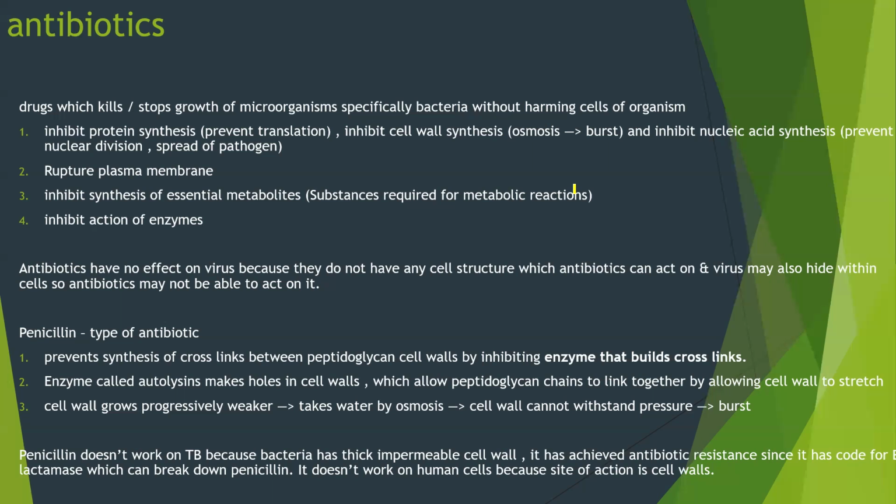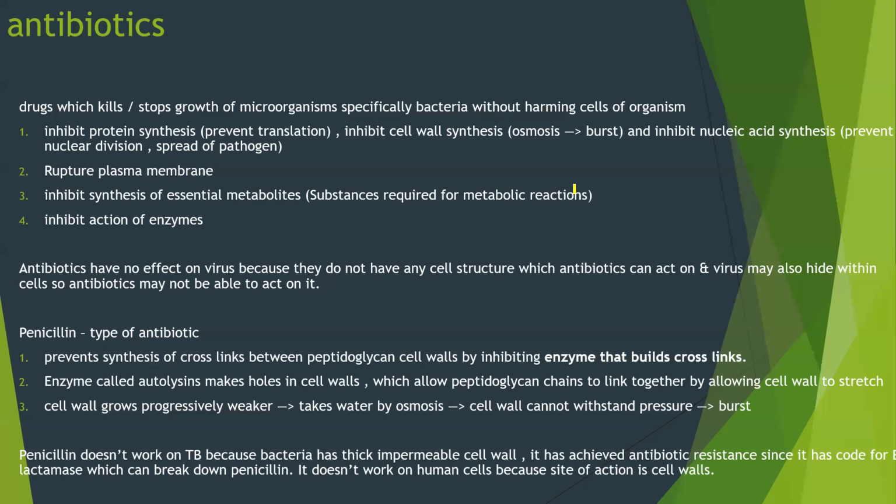Penicillin is a type of antibiotic which you need to know about specifically. So what it does is that it prevents synthesis of cross links between the peptidoglycan cell walls. Between eukaryotes and prokaryotes, there's a difference in their cell walls, as we talked about in chapter 1. Prokaryotes have a peptidoglycan cell wall, and penicillin prevents cross links, which are present within the peptidoglycan cell wall. They do this by inhibiting an enzyme that builds the cross links.